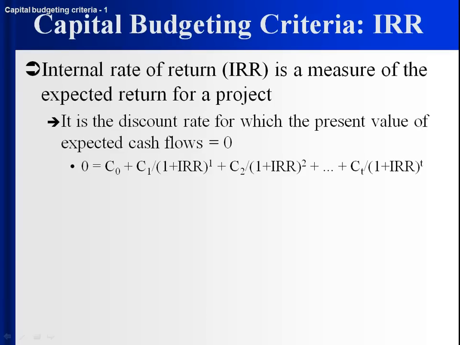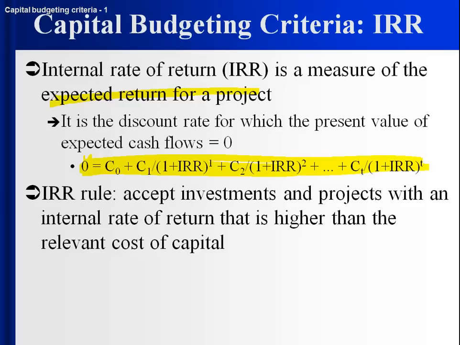IRR, or the internal rate of return, is a measure of the expected return for a project. What it actually is, is the discount rate such that the present value of the expected cash flows equals zero. So you want to recognize it through that equation. You can see you've got the expected cash flows of the project, and IRR is simply the discount rate such that their present value is equal to zero. And that is a way of measuring the expected return for a project.